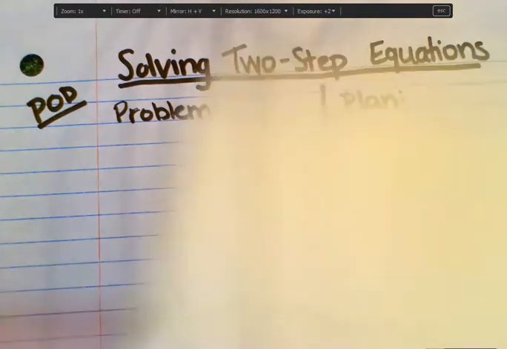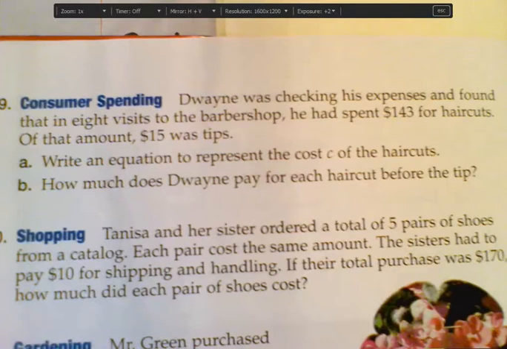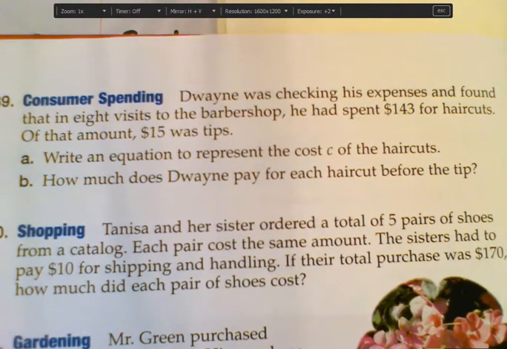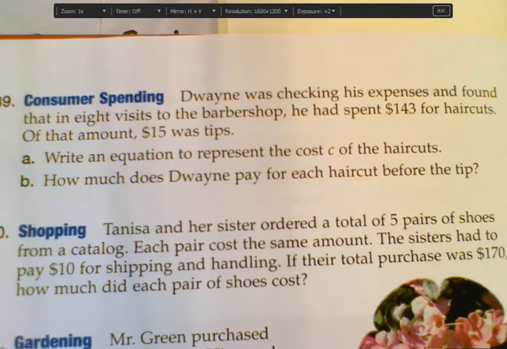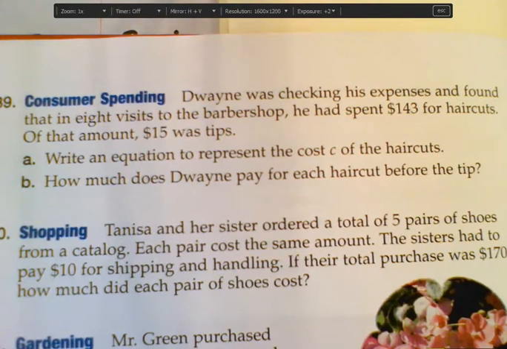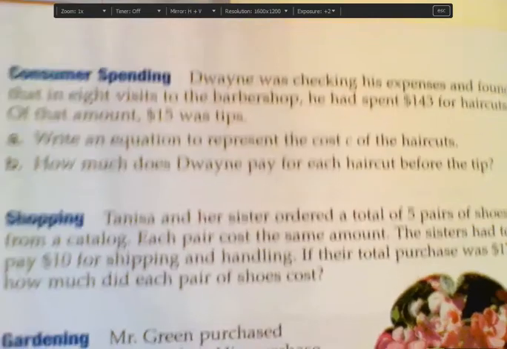I'll put it underneath the document camera in case you don't have a textbook. Alright, so it says, Ron was checking his expenses and found that in 8 visits to the barber shop, he had spent $143 for haircuts. Of the amount, $15 was tips. Okay, so what we're trying to figure out in the end is how much did he pay for each haircut before the tip. Alright, so let's write down some of this information.